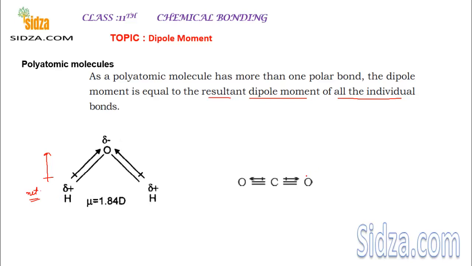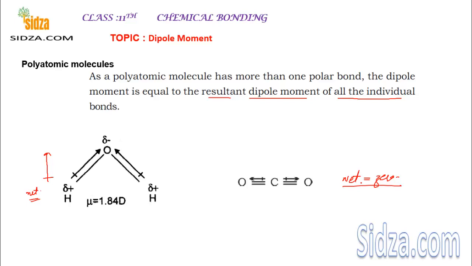And if you take carbon dioxide, oxygen is the more electronegative atom, but we know that the bond angle in carbon dioxide is 180 degrees. The two bond moments are in opposite directions and they will cancel out each other. So the net dipole here will be 0. The net dipole in carbon dioxide is 0. No doubt it has two polar bonds, but the net dipole is 0 because the two dipoles are in opposite directions and they cancel out each other, right?